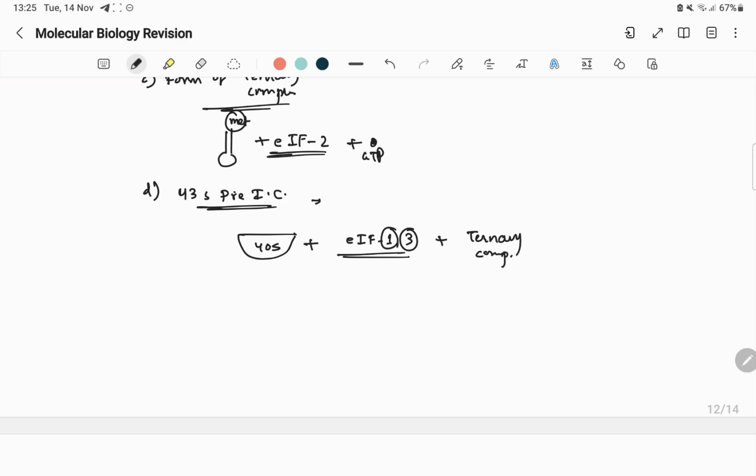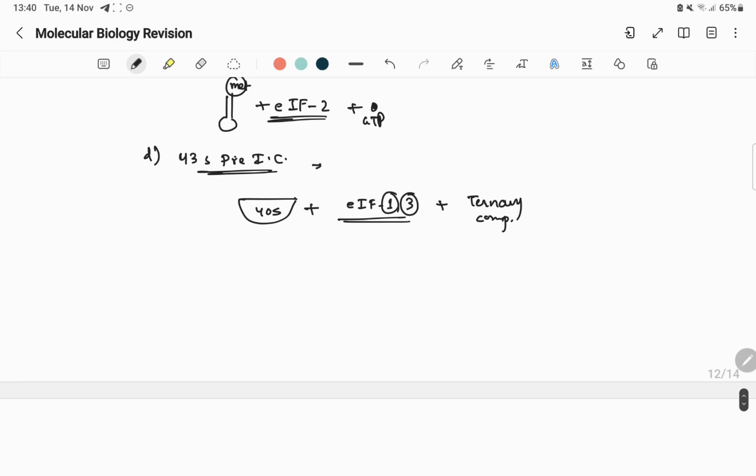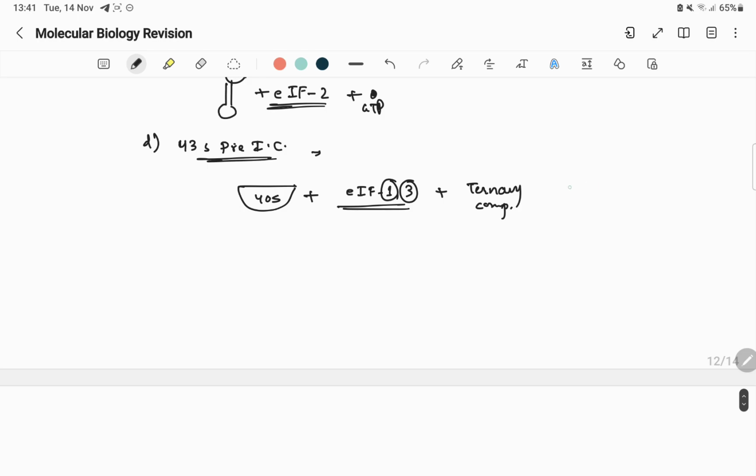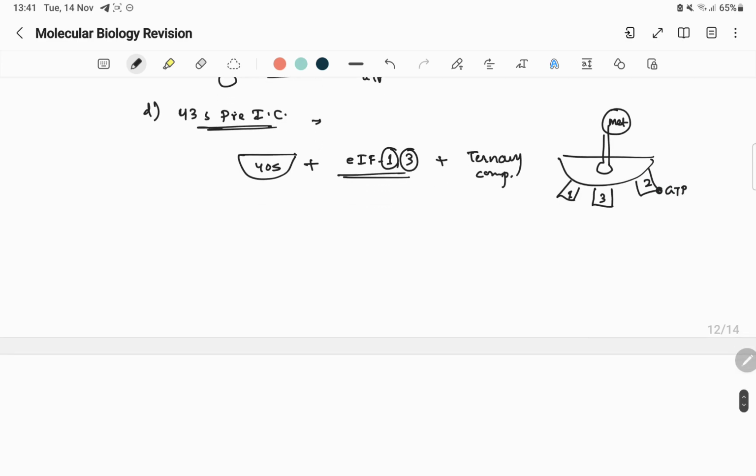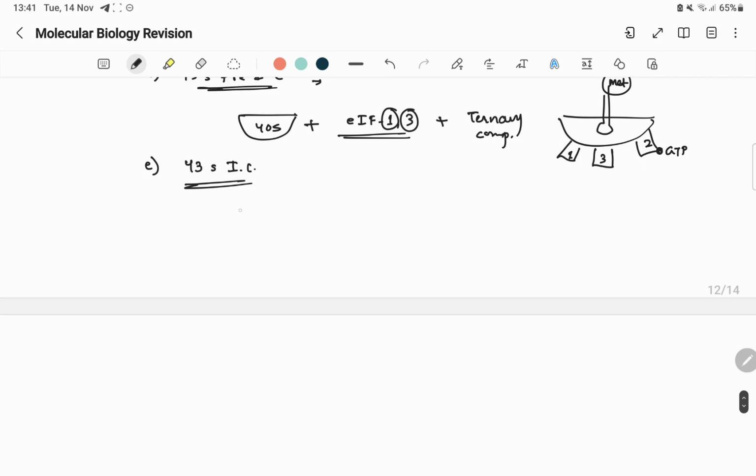Understood? So they will combine. Okay, so I was telling you that the 43S pre-initiation complex is where the 40S ribosomal subunit, eukaryotic initiation factors 1 and 3, and your ternary complex are found. Okay, so this is your 43S complex, and methionine is there, 1 is there, 3 is there, 2 is there with GTP attached to it. This was a pre-initiation complex. Then there will be initiation complex formation.